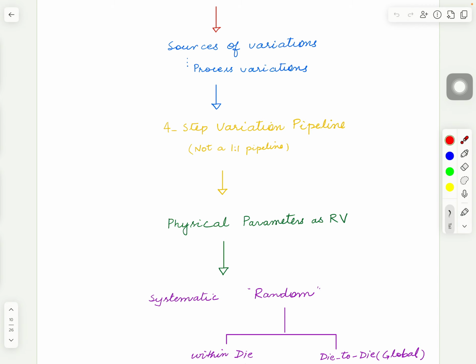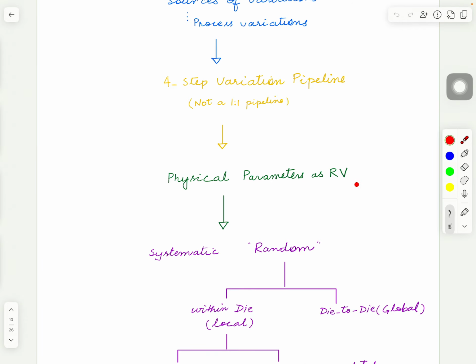So the general approach is we take the physical parameters, which are critical dimension, length, width, voltage threshold, or the width and the height of the metals. Those things are the physical parameters, and then electrical parameters are threshold, current, resistance, capacitance, and all that. So we decided to take the physical parameter as the random variable. It can be correlated or it can be independent, but that's where we finished the discussion last time.